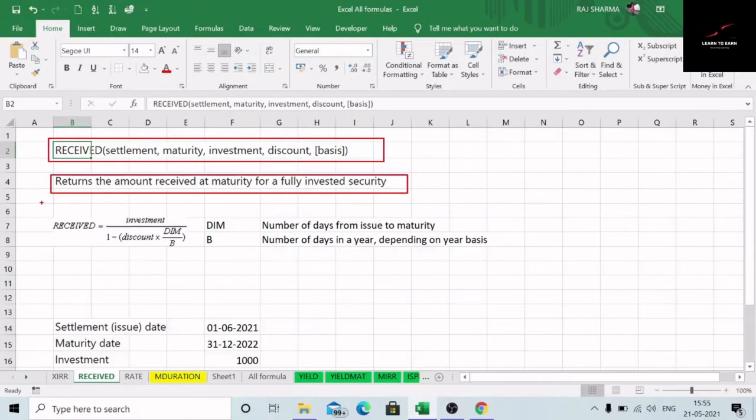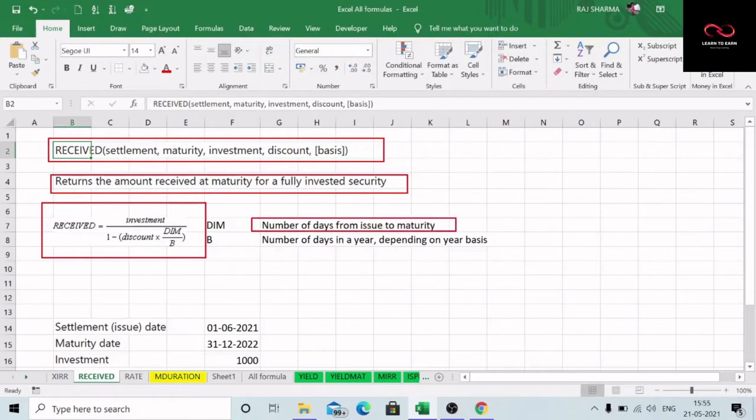The mathematical formula for RECEIVED is investment divided by 1 minus discount rate times DIM by B, where DIM is the number of days from issue to maturity, and B is the day count convention. If we are using actual by 365, then it will be 365. If we are using 30 by 360, then it will be 360.